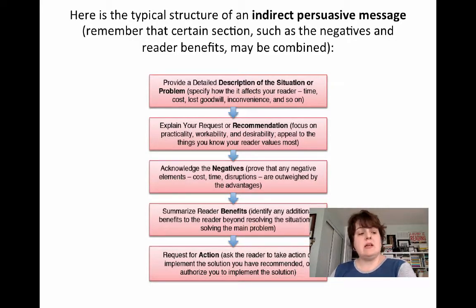So this could be a request that the reader implement the solution that you're suggesting, take you up on the request that you're asking for, or perhaps just consider it. It could be a request to respond to you, to get back to you by a certain date. And it's always helpful to provide a reader with a date by which to act.